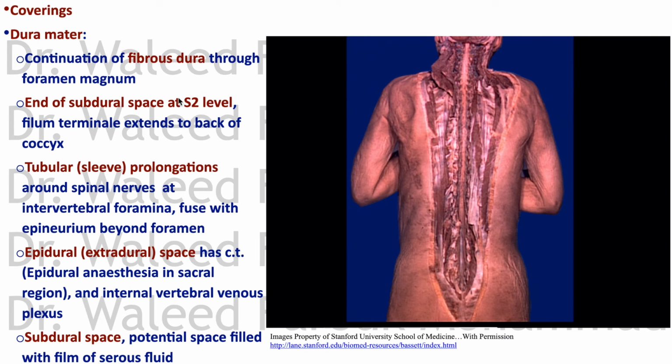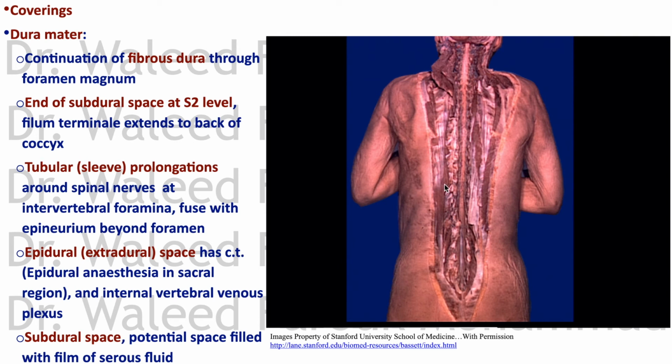The coverings of the spinal cord, beginning from the dura mater, a continuation of the fibrous dura inside the skull, end at the subdural space at the S2 level, and it has tubular sleeve prolongations around the spinal nerves together with the arachnoid, so the CSF goes slightly outside the vertebral canal through the intervertebral foramen. And then the dura merges with the epineurium of the nerve afterwards.